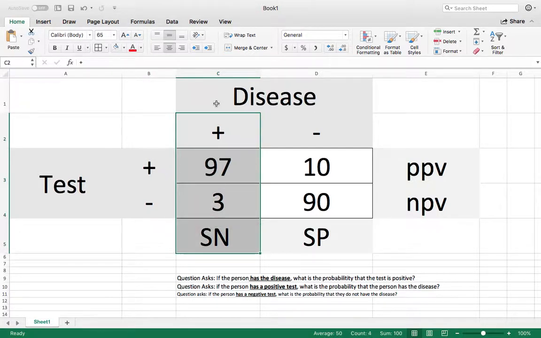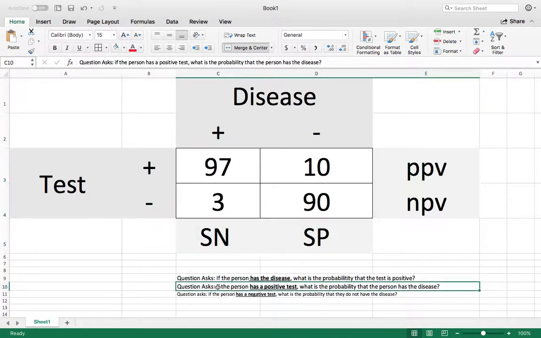Okay? So this person has the disease. What's the probability that the test is positive? So has the disease. We start here in the person has the disease column, and then we go down. What's the probability that the test is positive? So here's the test is positive, and they have the disease column. Since we started in has the disease, we go down. So we're looking for sensitivity.